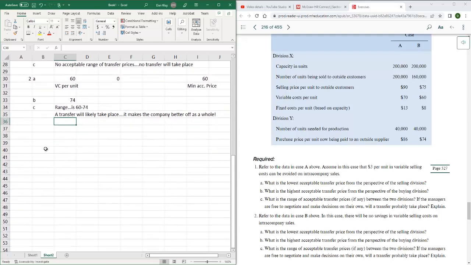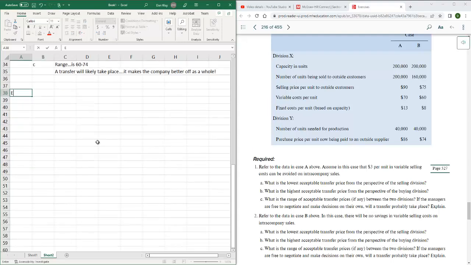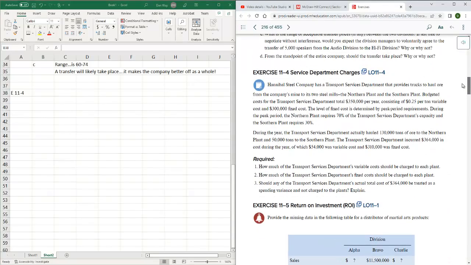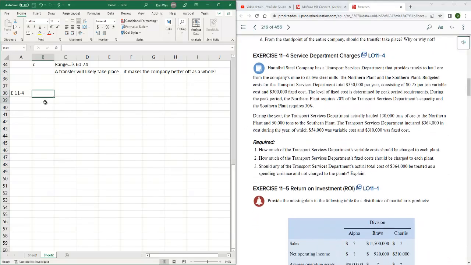Okay, I had one more problem I wanted to cover here related to charging of support costs, and that's back up a little ways here, 11-4. Okay, so that said Hannibal Steel Company has a transport services department that provides trucks to haul ore from the mine to the two steel mills, the northern plant and the southern plant.